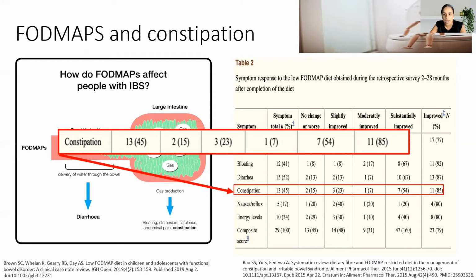All in all, there was poor evidence and more rigorous trials are needed to establish the efficacy and safety of a low FODMAP diet in constipated children.